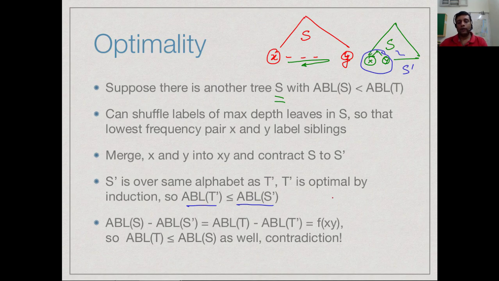But S prime plus f of xy is S. T prime plus f of xy is T. Right? So the difference between T prime and T, and S prime and S, is exactly the same. So if S prime is no better than T prime, then S cannot be any better than T. Right? So it was a contradiction to assume that S was strictly better than T. So this proves that our strategy of recursively computing T is optimal for all k.